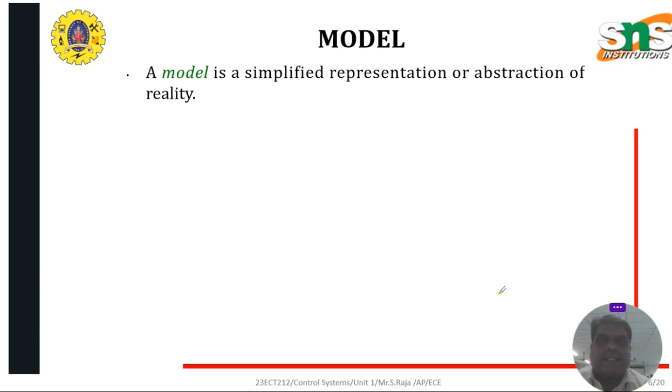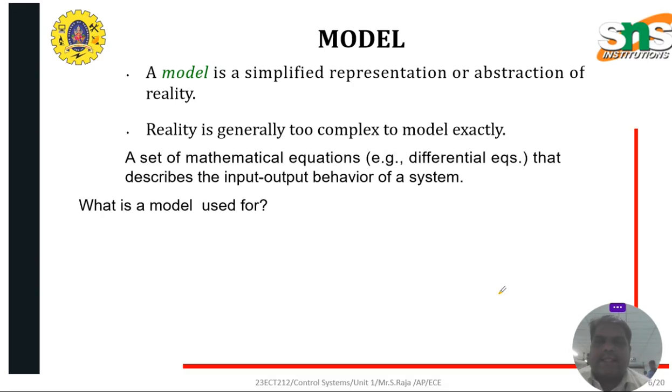Then we move on to the definition of a model. A model is a simplified representation or abstraction of reality. Reality is generally too complex to model exactly. A set of mathematical equations, that is differential equations, that describes the input or output behavior of a system is called a model.